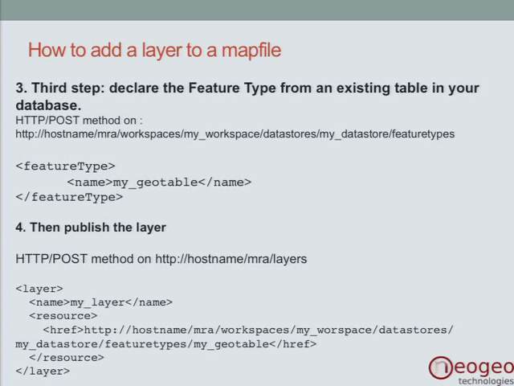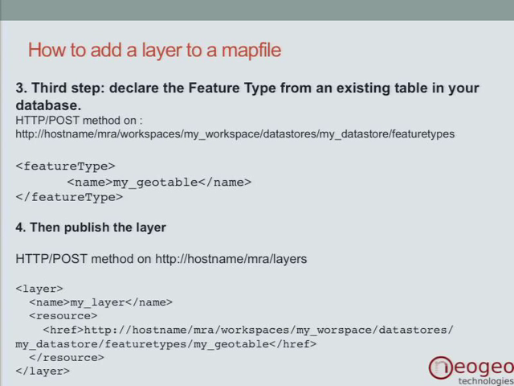And after that, you have to declare the feature type for an existing table, because the data store is only a connection to a database. So now, on the data store you just created a step before, you post to the feature types the name of the feature type you want to use, which is the name of the table where your data are located. So this makes you a workspace, a data store, and a feature type, which is not enough in a GeoServer conceptual model to make it available as a layer.